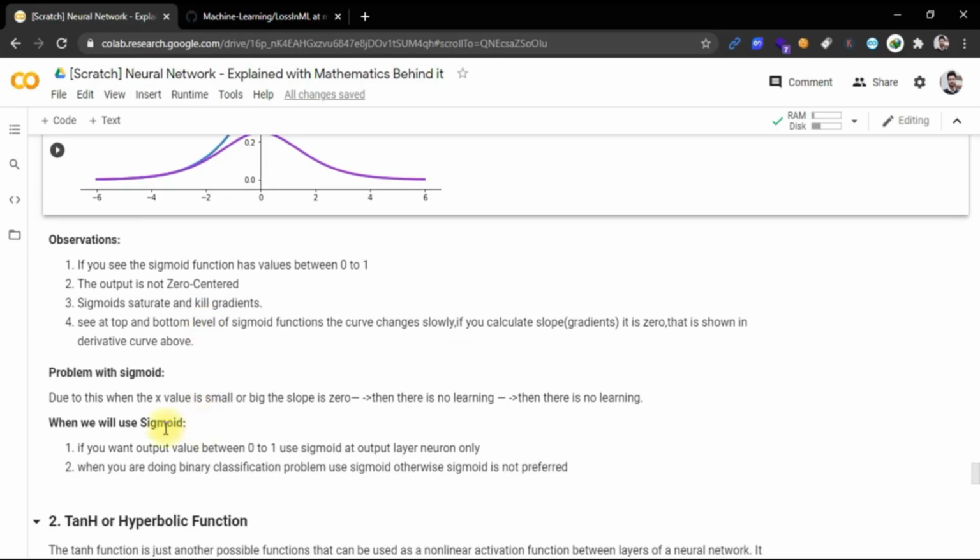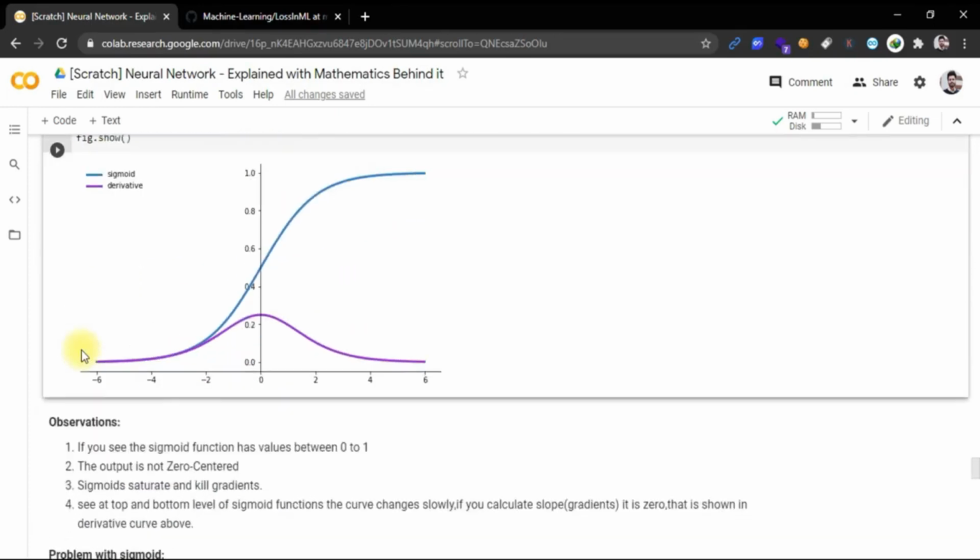Sigmoid can only be used when you want to get values between 0 and 1, and at the output layer only. We cannot use this function in the hidden layers or in other layers. And when you're doing binary classification, where you have two classes, like true or false, female or male only, then you can use the sigmoid function, otherwise not. So I hope you understand the sigmoid function.